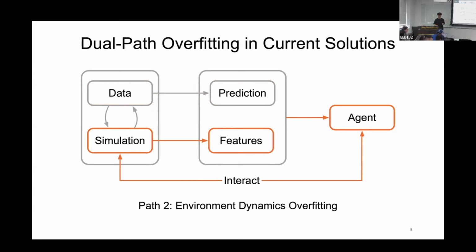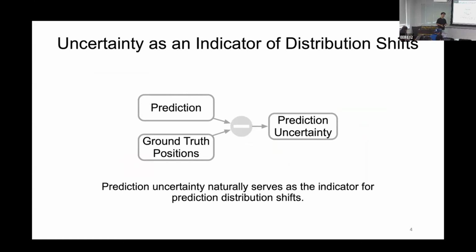So in our paper, we think that uncertainty can serve as an indicator for distribution shifts. The first obvious distribution shift that it can represent is the prediction uncertainty, since the prediction uncertainty can be naturally calculated by using the prediction and the ground truth positions.